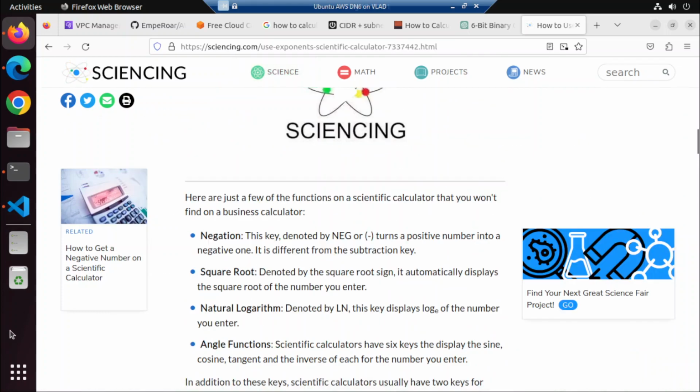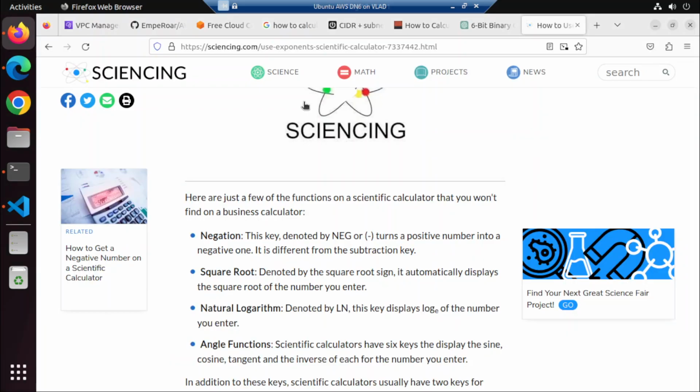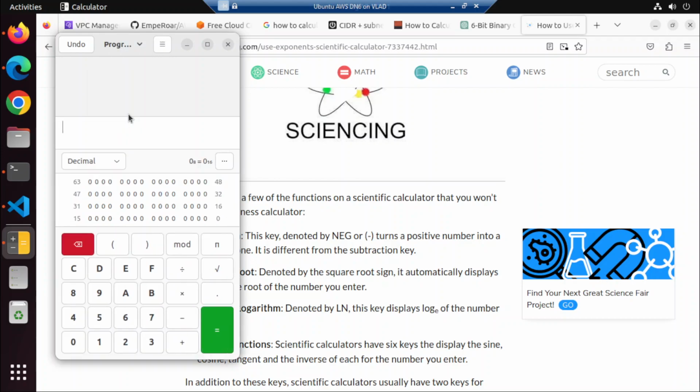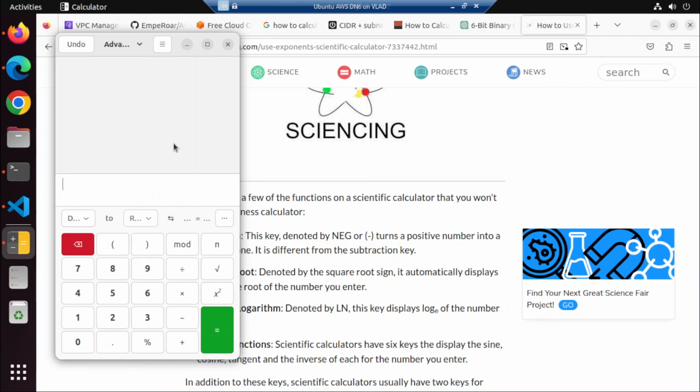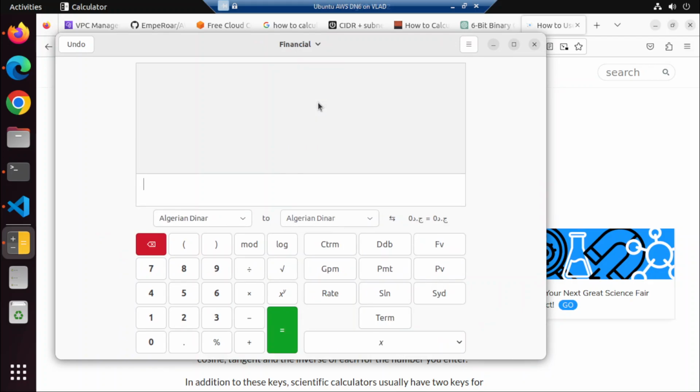Where's the calculator here? Do we have a calculator in Linux? Calculator, scientific or programming. Do we have 2 to the power? No. Advanced, scientific, financial. There's no financials. Alright, so here, this one. So they say 2 to the power of 6 equals 64.